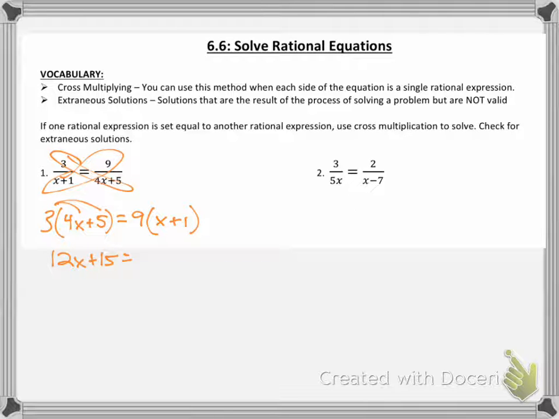We distribute the 3 on the left. We'll distribute the 9 on the right. And then it's just a matter of getting x by itself. x is going to be -2 when you solve this.